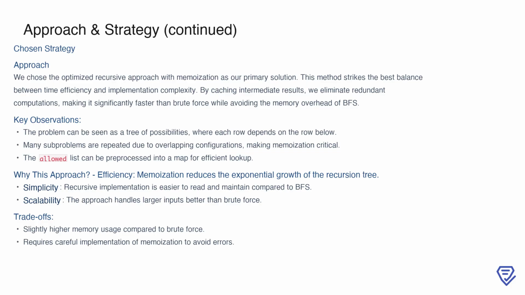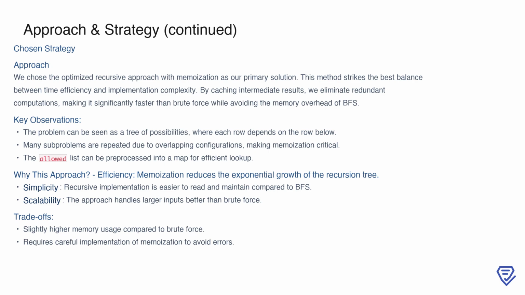This method strikes a balance between time efficiency and implementation complexity, making it well suited for the pyramid transition matrix problem. By caching intermediate results, we eliminate redundant computations, which significantly improves performance compared to the brute force approach. At the same time, the recursive implementation is easier to read and maintain compared to the BFS alternative.